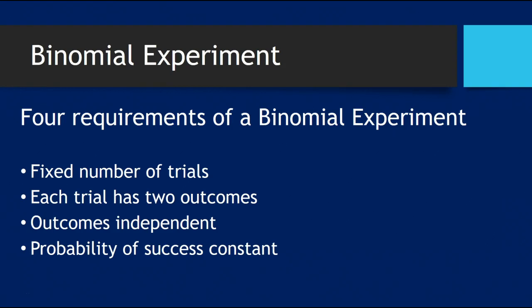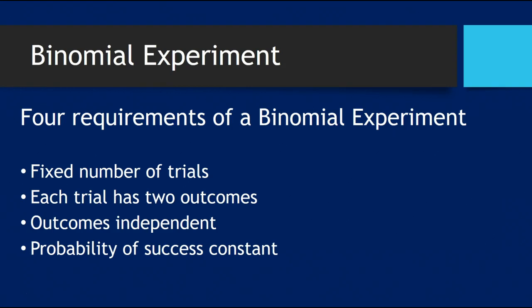So what's a binomial distribution? Well, a binomial experiment is a probability experiment which has 4 different points. The first point is that a binomial distribution has to have a fixed number of trials before we start the experiment. So for instance, in our coin flip example, we started by saying that we're going to have 3 flips of the coin. So we fixed the number of trials at 3.